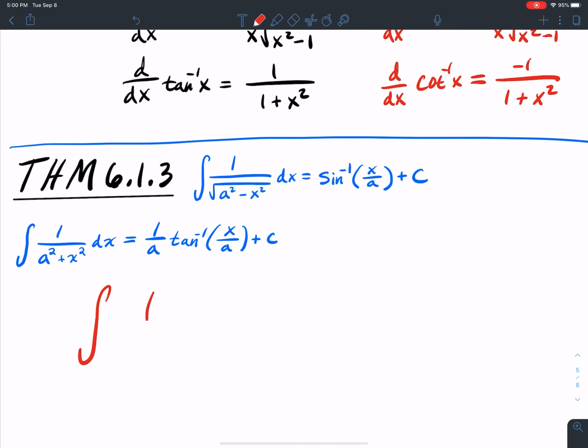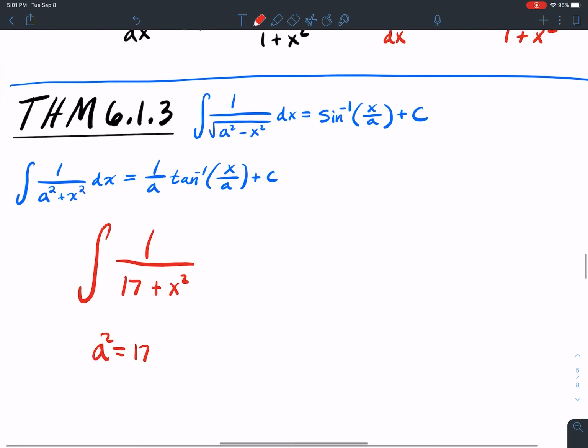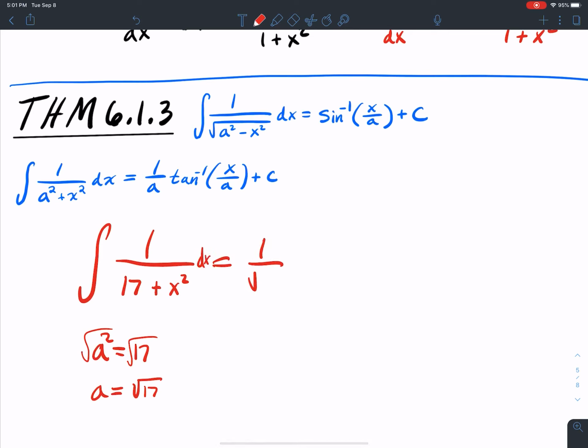So if I had, instead of a perfect square, something like 1 over 17 plus x squared, how do I get a now? Because a squared is equal to 17, and 17 is not a perfect square, but I can still take the square root. So a is equal to the square root of 17. So this would be equal to 1 over the square root of 17 times the tangent inverse of x over the square root of 17, plus c.